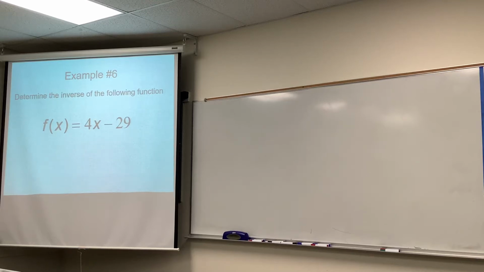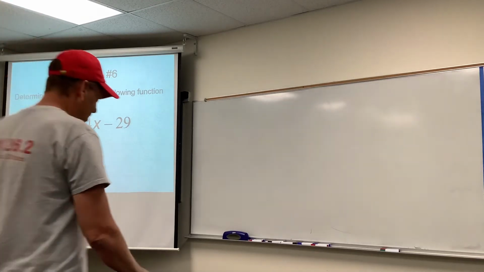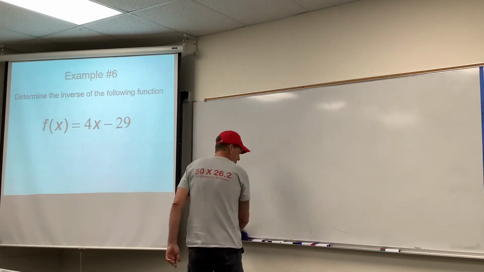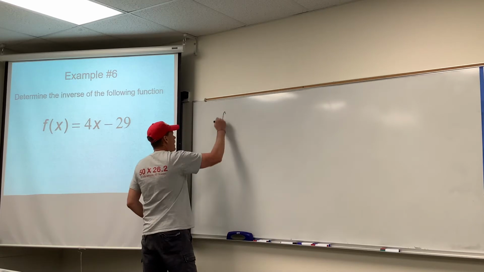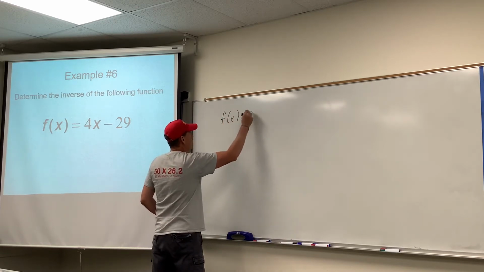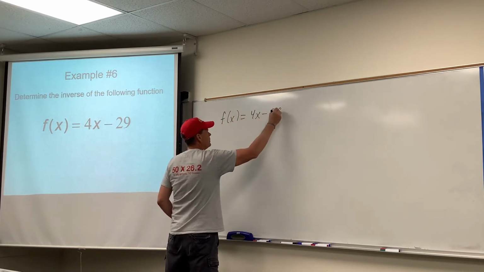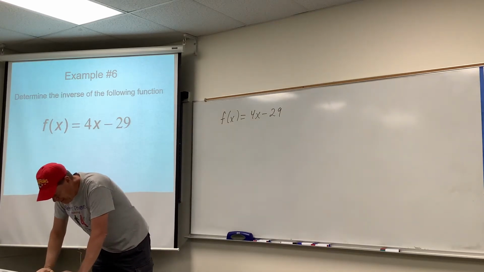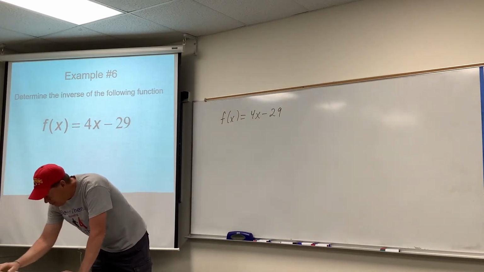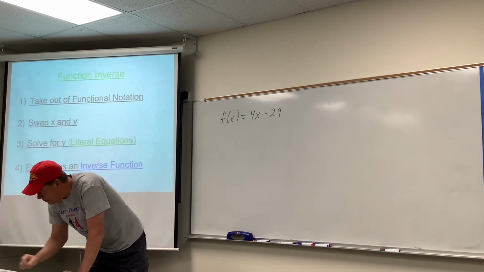All right, guys, here we go with inverses, example number 6. And once again, this will correspond to assignment number 21. So we have a function here, f of x, and it is 4x minus 29. So very simply, in order to solve this, to find the inverse, just remember 4 steps basically.